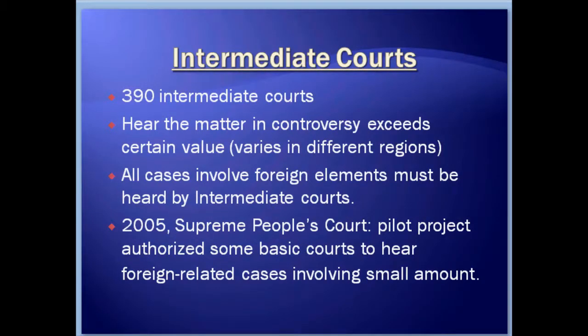In China, there are 390 intermediate courts in total. Similar to the high courts, intermediate courts accept first instance cases when the amount in controversy exceeds a certain value. According to the civil procedure law, one exception is that all cases involving foreign elements must be heard by intermediate courts. From 2005, the Supreme People's Court launched a pilot project authorizing some basic courts to hear foreign-related cases involving small amounts.